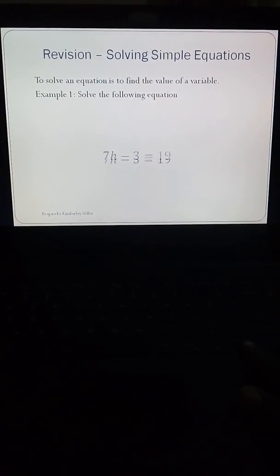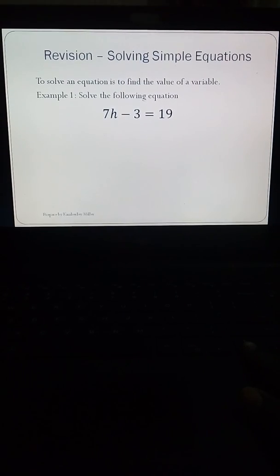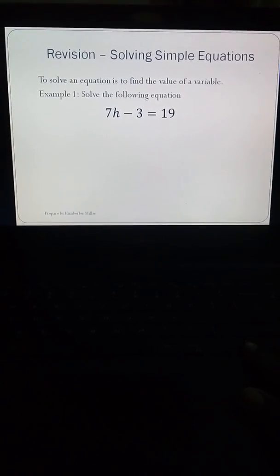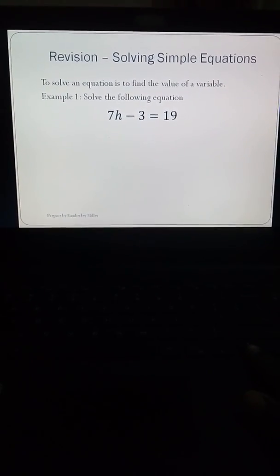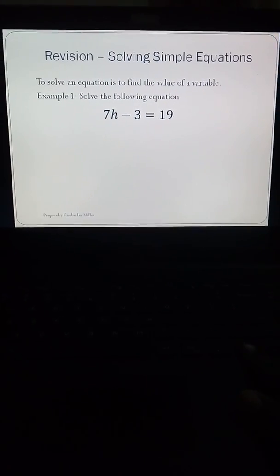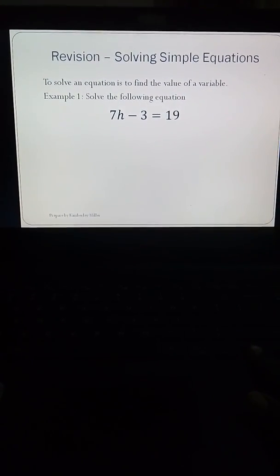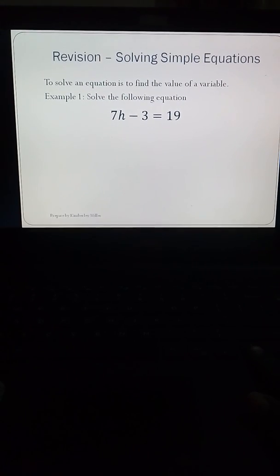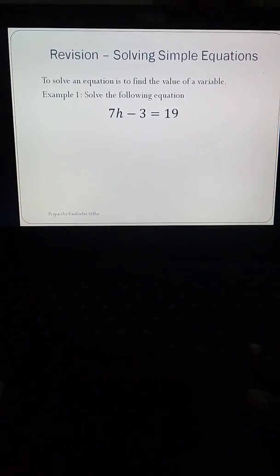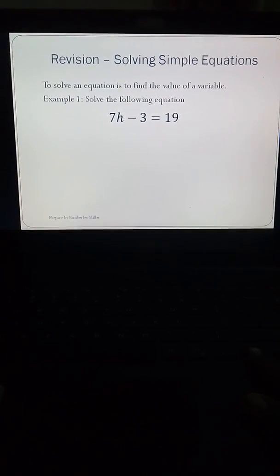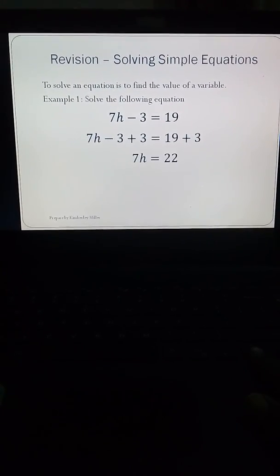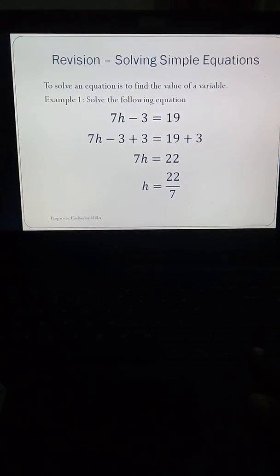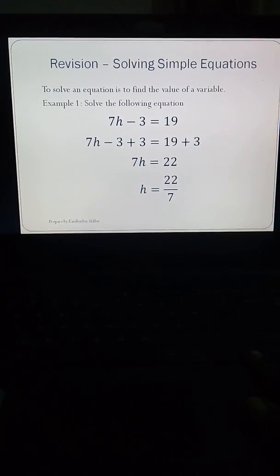Looking at this equation, 7h minus 3 is equal to 19. To solve an equation is to find the value of the variable. The variable here is h, and h is being multiplied by 7, then 3 is subtracted, and the answer is 19. So we need to get that h by itself. First remove the 3, then remove the 7, and h would be equal to 22 over 7.